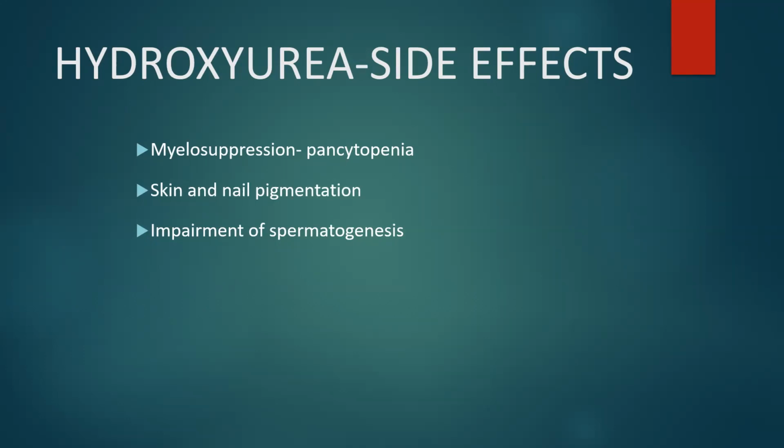The patient may also come with skin and nail pigmentation. It is also documented that there is infertility in men who are on hydroxyurea. So there is an impairment of spermatogenesis. There's actually no documentation on infertility in females.